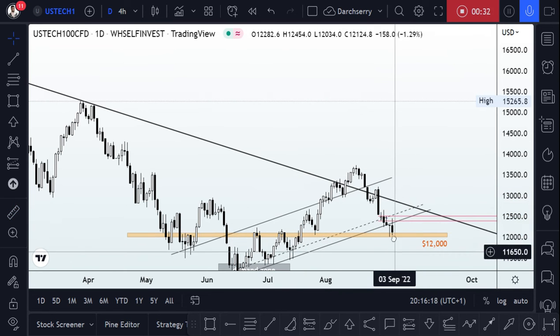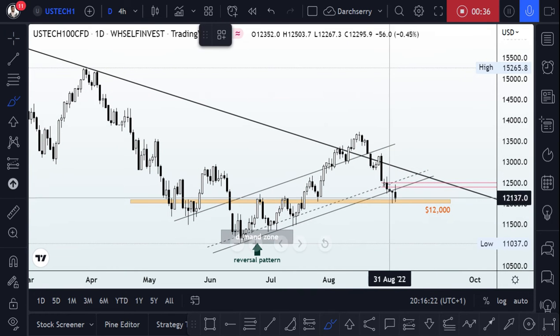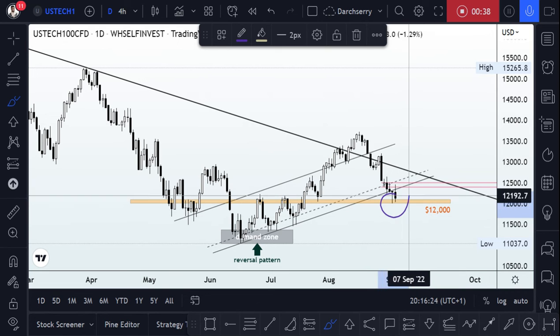So right now, price is back at a strong key level at around the $12,000 area. And because of the scenario I cited here, I want us to look at how we could possibly take advantage of a potential opportunity during this week.